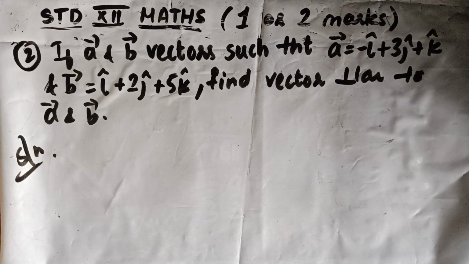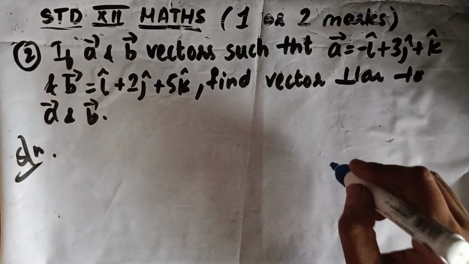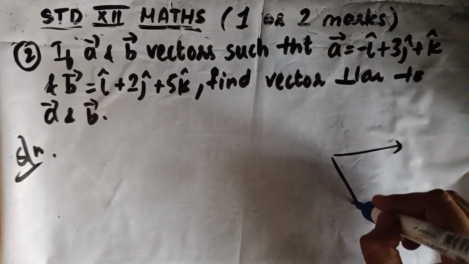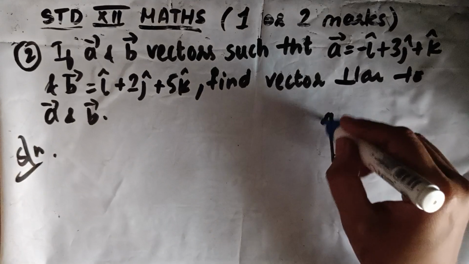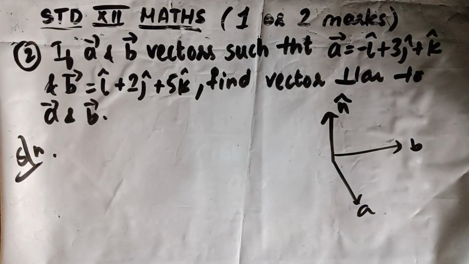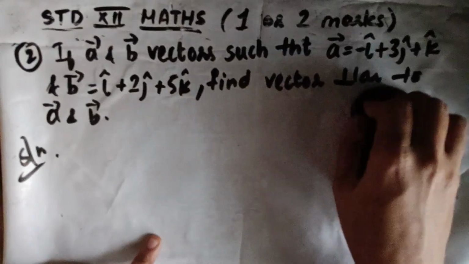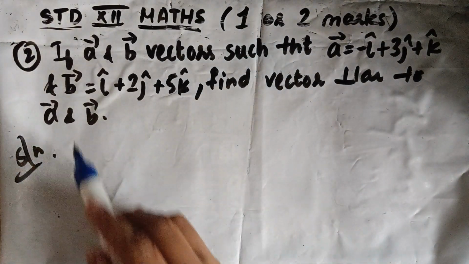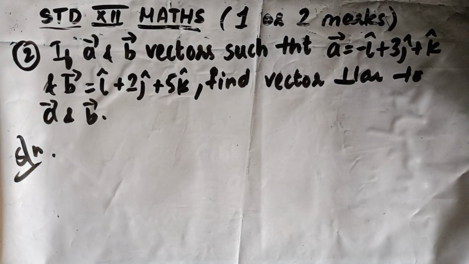Next question, if A and B are two vectors such that A is -i + 3j + k and B is i + 2j + 5k, you have to find the vector perpendicular to A and B. So in the cross product concept, we have seen that the vector which is perpendicular to A and B is the normal vector, right? That is the unit vector. So we have to find the unit vector. That is, we have to first take the cross product. Okay. Then you have to find the unit vector.